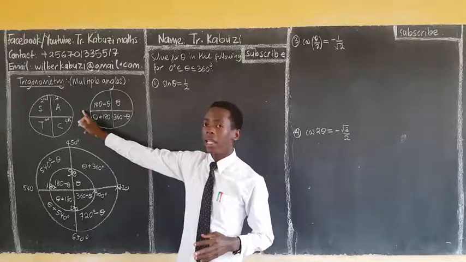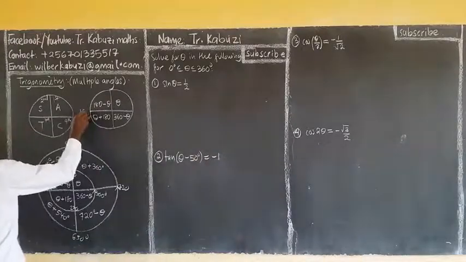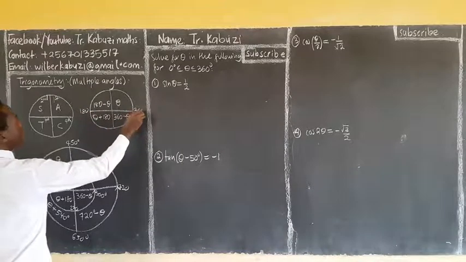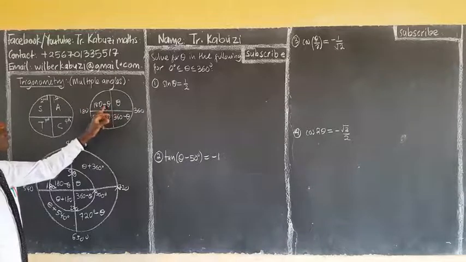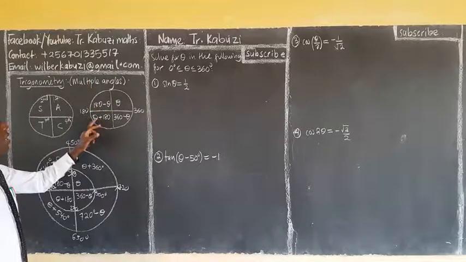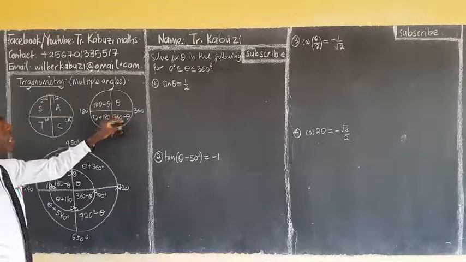Here it's 180, so we get this angle here, 180. You know from here it's 180, and here it's 360 after completing. So you get this angle. You get this angle minus the acute to get the angle here. Here, you get this angle plus the acute. Then here, you get this angle minus the acute.